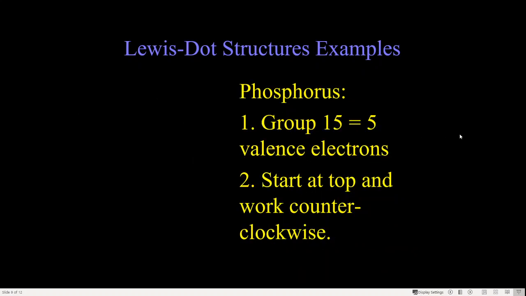All right, let's look at another one, phosphorus. Phosphorus is in group 15. Its symbol is a P, so I'll write that first. And I'm going to do 5 valence electrons. We're going to start at the top and go counterclockwise. So here we go: 1, 2, 3, 4. Now that I have one on each side, I will start pairing them. And so my fifth one goes up here for 5. So this is the Lewis dot structure for phosphorus.